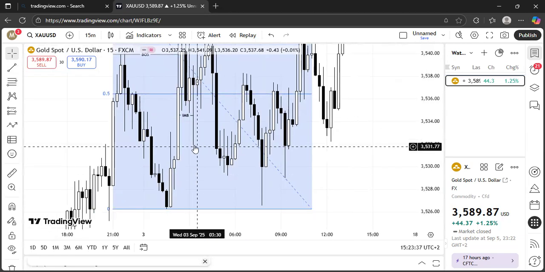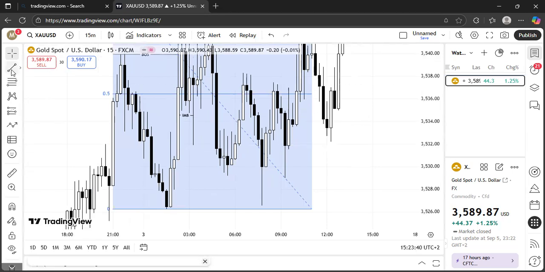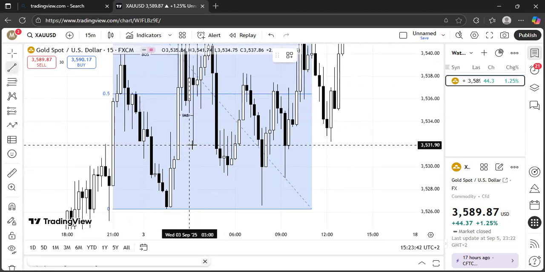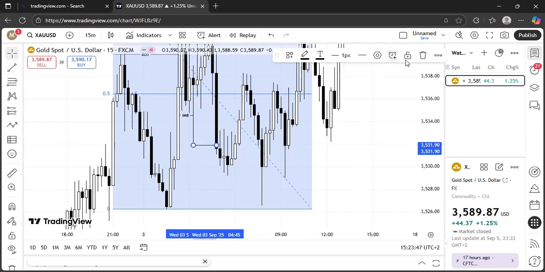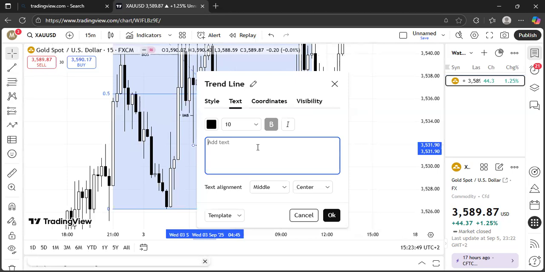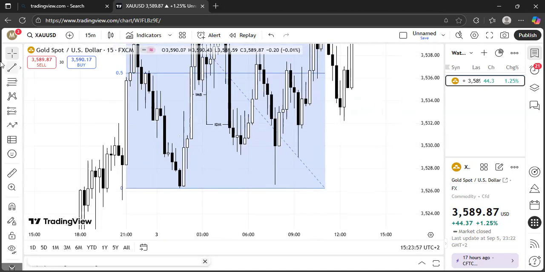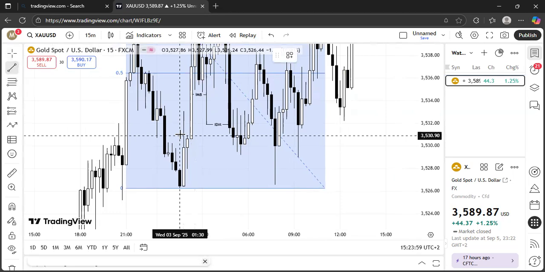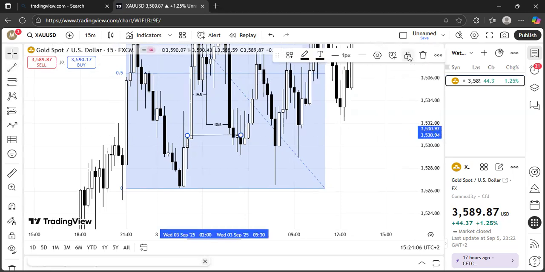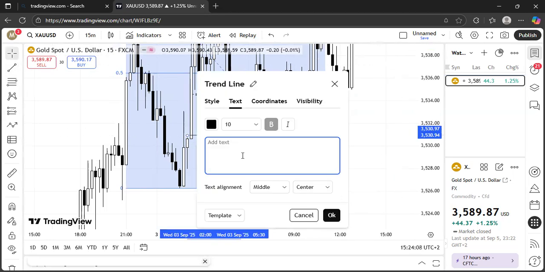And then there's this low that was created right here, which is going to be our inducement since it was created by the fair value gap. So we have our inducement. Okay, I marked out our inducement, and then here is our order block. This is where we're going to find our entry point. This is our order block.